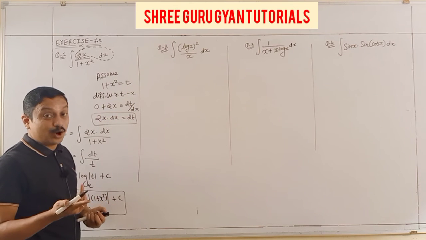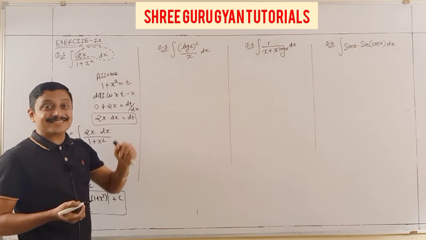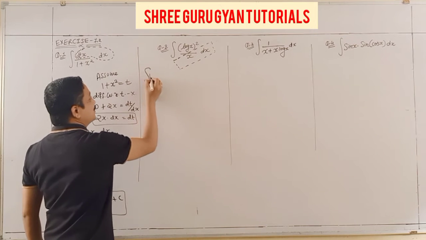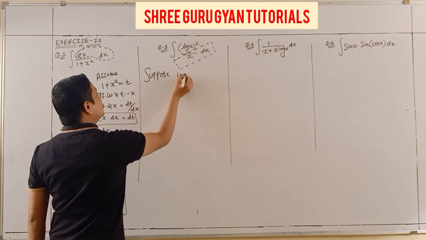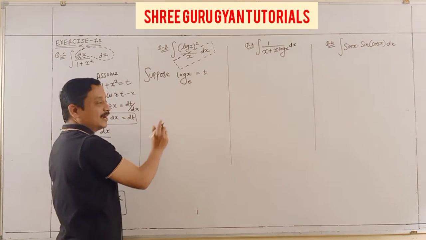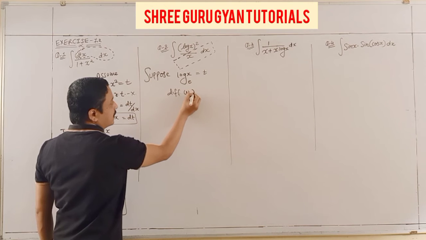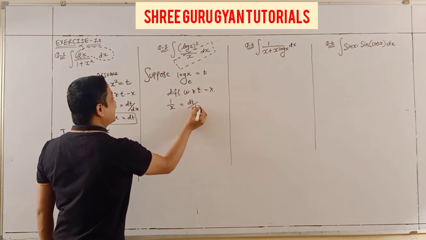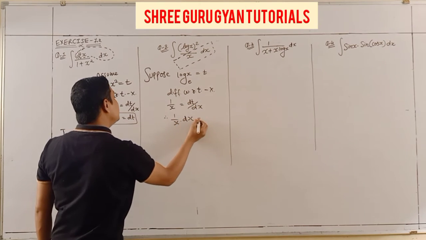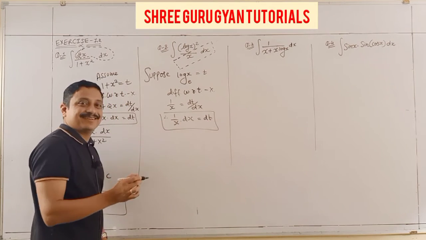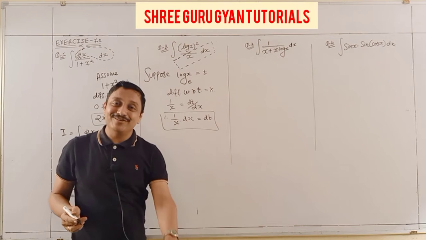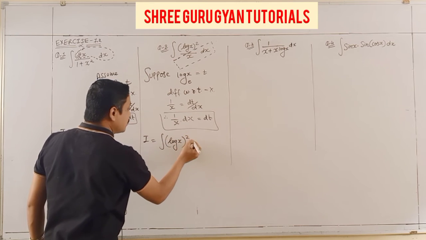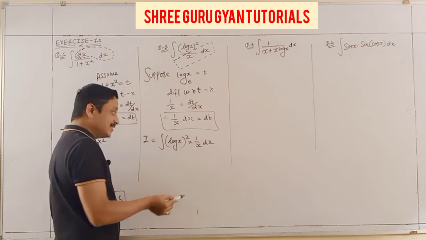Now the second: log x whole square by x. It is a composite function, log x, and whose derivative is known? Log x. So suppose I assume log x is t, and differentiate with respect to x: 1 upon x equals dt by dx. So 1 upon x dx is dt, and this is already in the question. So my answer is the integration of log x the whole square into 1 upon x dx. This I take.